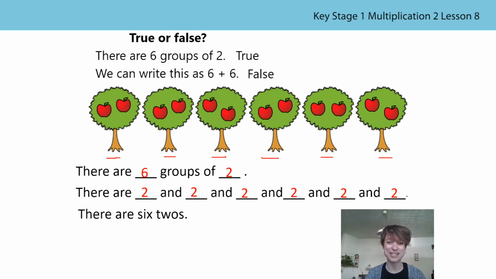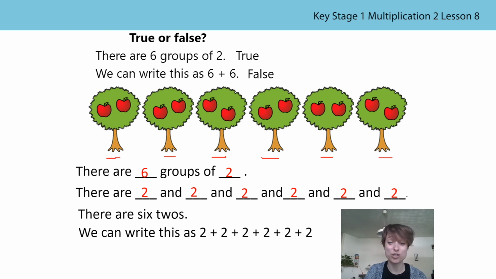Okay, let's have a go. So now we've got these sentences underneath the picture. It might be quite easy to know what that repeated expression should be. Shall we have a go at saying it together? We can write this as 2 plus 2 plus 2 plus 2 plus 2 plus 2. So 6 2s.